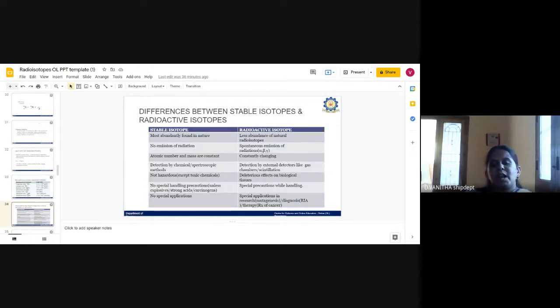So this is the difference between the stable nuclei isotope and radioactive isotopes. From the heading itself, we can identify that the stable isotopes will not decay and will not emit alpha, beta, gamma rays. But in case of unstable radioactive nuclei, it will emit radiations like alpha, beta, gamma.